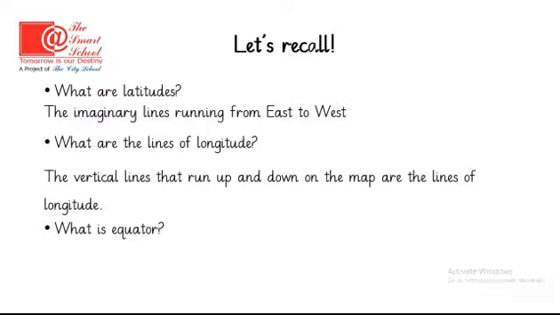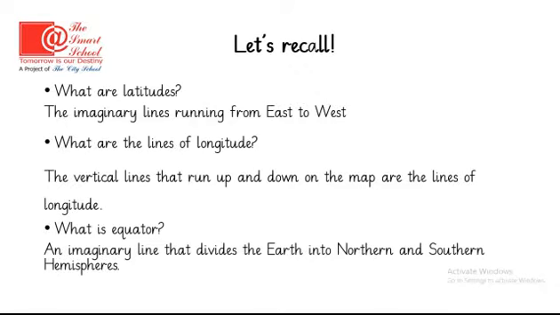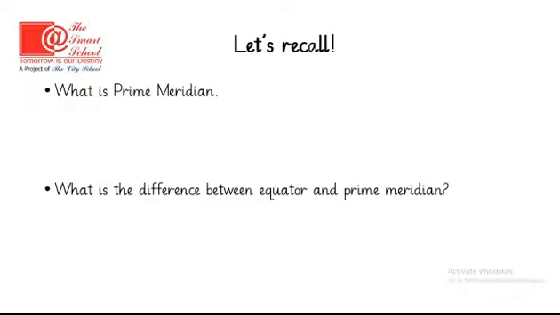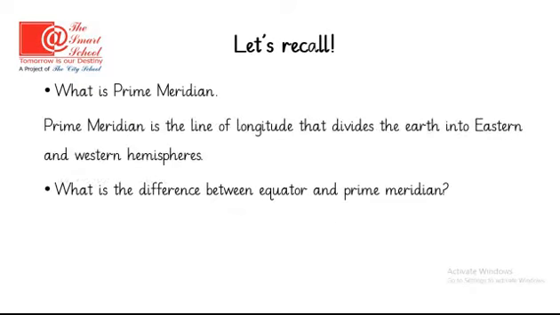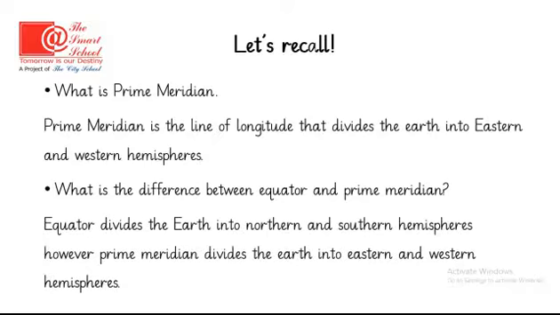What is equator? An imaginary line that divides the earth into northern and southern hemispheres. What is prime meridian? Prime meridian is the line of longitude that divides the earth into eastern and western hemispheres. What is the difference between equator and prime meridian? Equator divides the earth into northern and southern hemispheres. However, prime meridian divides the earth into eastern and western hemispheres.